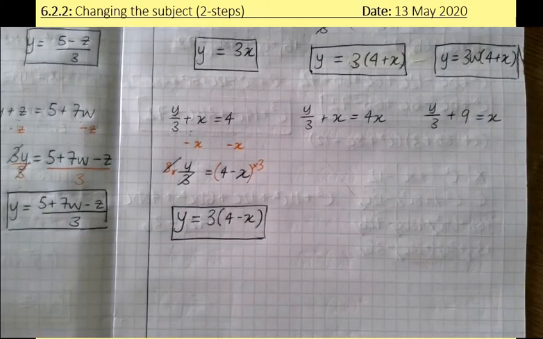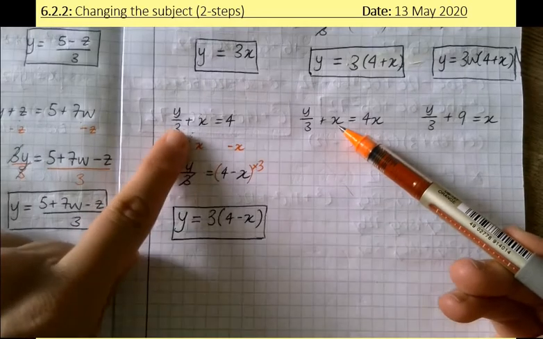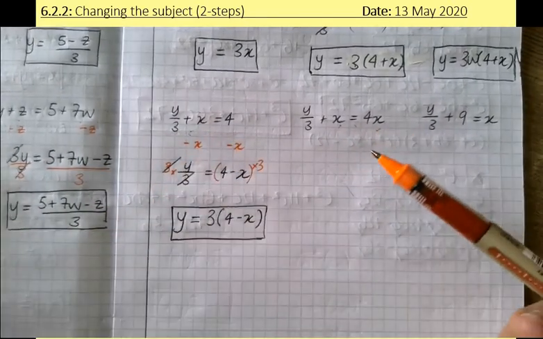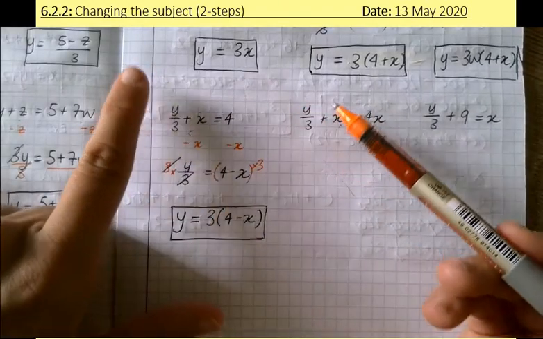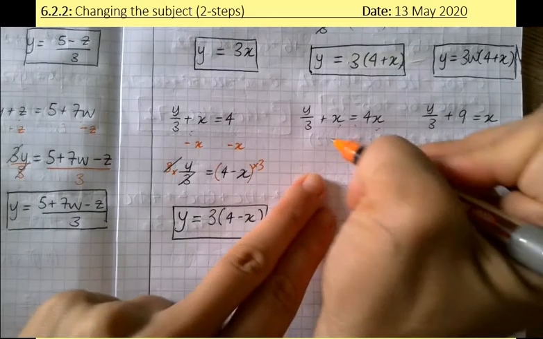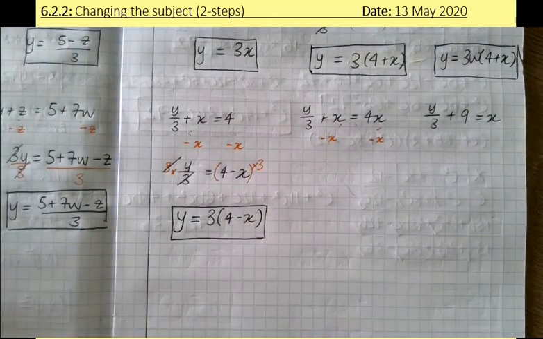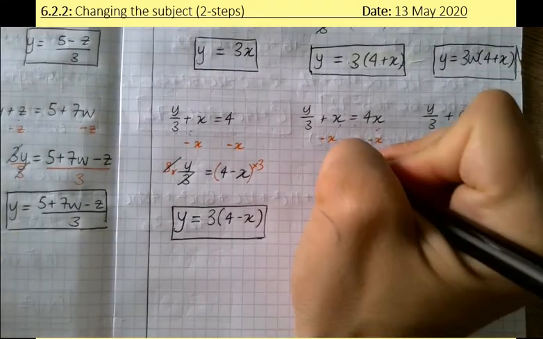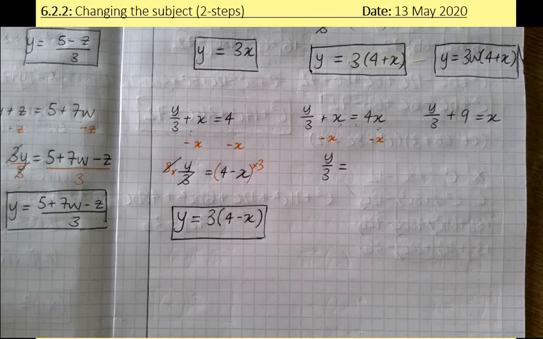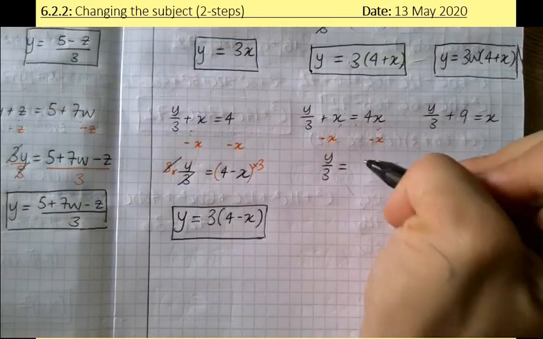Okay, so the next example we have y over 3 plus x, which is the same as this question, but this time it's equal to 4x. But because the left-hand side of both of these are the same, we're actually going to follow the same steps. We're going to eliminate the plus x first by taking away x on both sides. And that gives us y over 3 on the left-hand side. And on the right-hand side, we have 4x take away x, which actually is 3x.